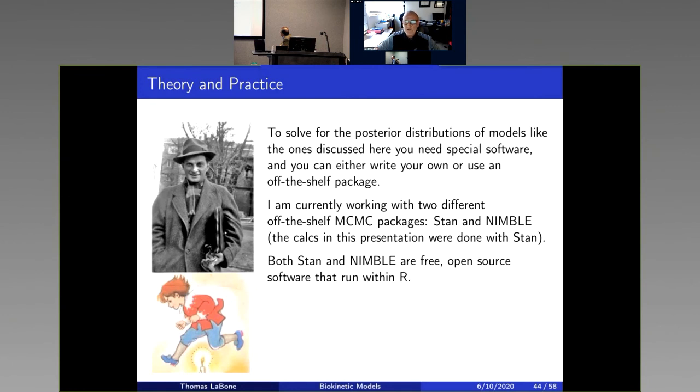So to do these MCMC calculations, you need some specialized software, and you can either write your own. It's not too hard to do, or you can use off-the-shelf packages. Currently, I'm working with two different off-the-shelf MCMC packages, Stan and Nimble. Stan is named after Stanislaw Ulam, the mathematician in the Manhattan Project pictured here. Nimble, I don't know who it's named after, but I'm pretty sure it's not Jack B. Nimble, which is the diagram here. The calculations in the presentation were all done with Stan. These are both free open source software packages that run on the R platform, which is another good reason to work with R.